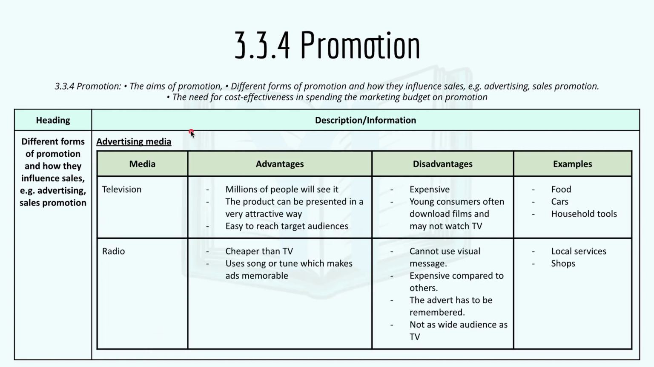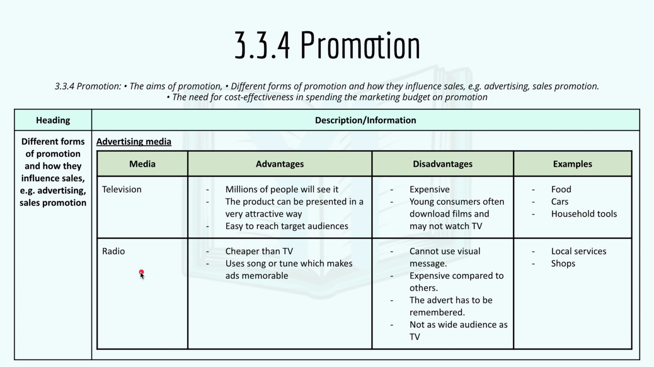And here's some advertising media, with advantages, disadvantages, and examples. For television, the advantage is that millions of people will see it and the product can be presented in a very attractive way, and it has an easy to reach target audience. But disadvantages include it might be expensive and young consumers often download films and may not watch TV. For example, on television, you can advertise food, cars, and household tools.